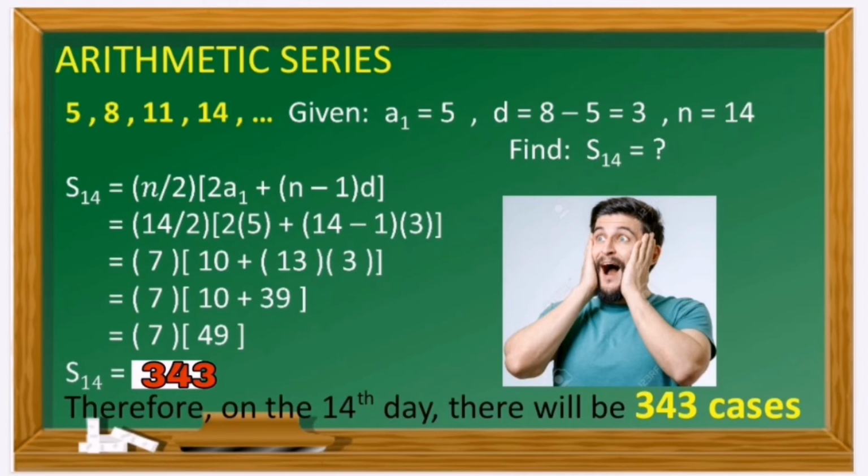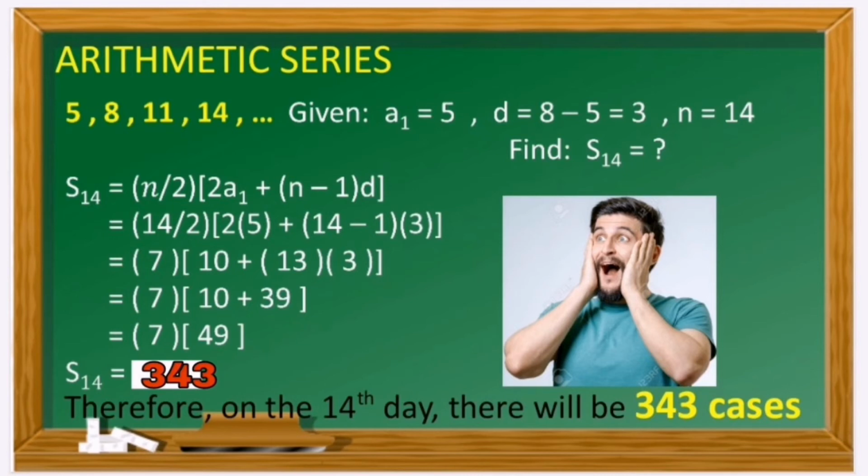Now, the formula to be used in order for us to solve this problem is S sub n equals n over 2 times the quantity of 2a sub 1 plus the quantity of n minus 1 times d. S sub n now becomes S sub 14, which is equal to 14 over 2 times the quantity of 2 times our a sub 1, which is 5, plus the quantity of 14 minus 1 times 3.